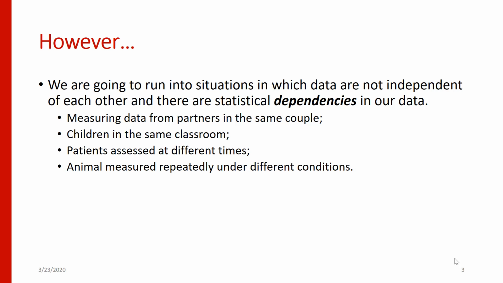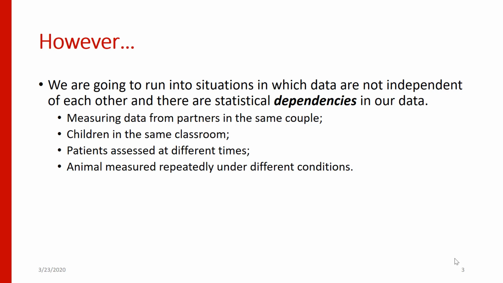and then how we actually calculate the variance for the effect of interest. So statistical dependencies, as we'll talk about in more detail, arise usually from things either being grouped or things being sequential. So for instance, if we're measuring data from partners in the same couple or measuring data from children in the same classroom, those are grouped data. Children in the same classroom are likely to have more similar test scores than children in different classrooms.